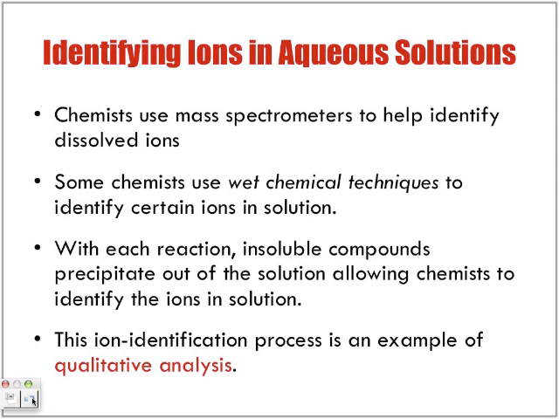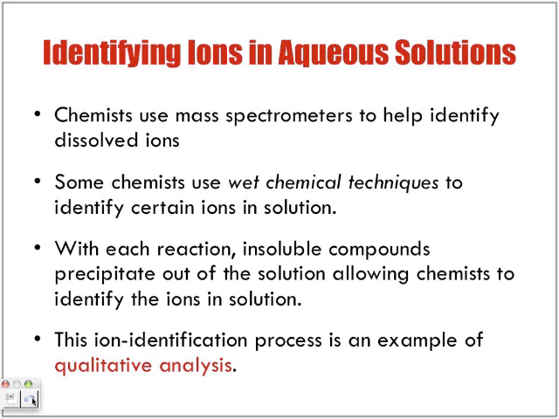Identifying ions in aqueous solutions. Chemists use mass spectrometers to help identify dissolved ions. So here we're going to go into a little bit of theory that will help in a lab when identifying certain precipitates. You might have two unknowns that you mix together, and using certain colors will help you determine what type of ions are actually present.